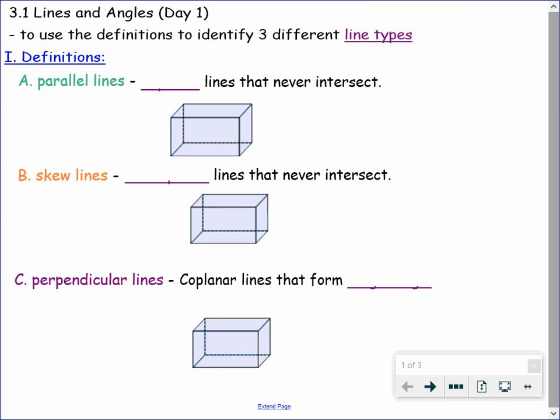Welcome to Chapter 3. We have just tested on Chapter 2. We are in the last half of Week 8. This is Lesson 3.1, Lines and Angle Pairs, Day 1, because we're going to spend 2 days on this. Today is September 23rd.